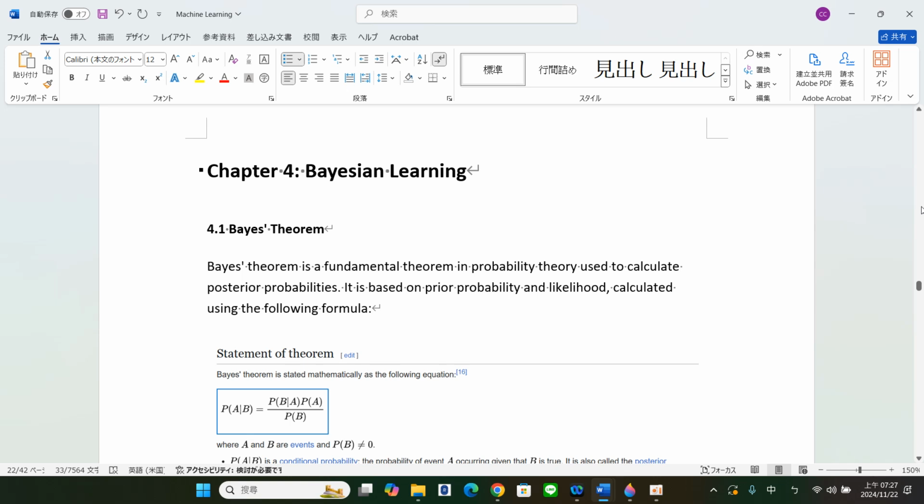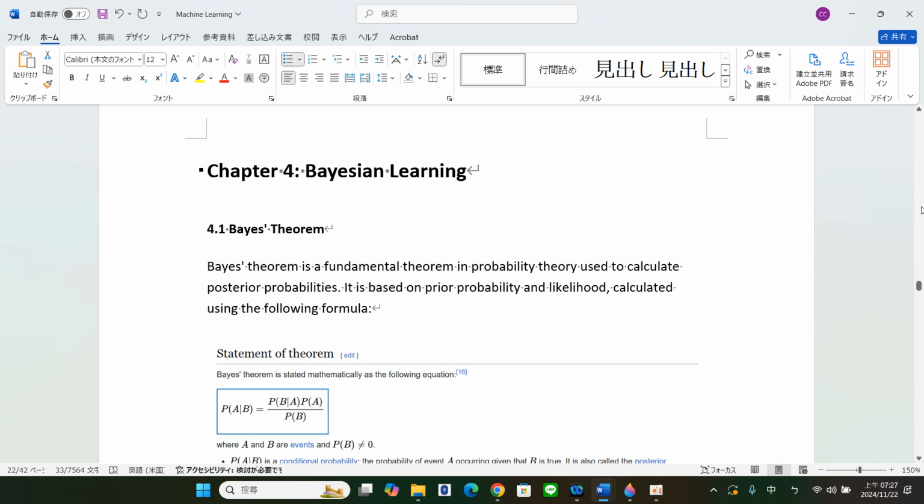Hello everyone. Now we are going to study the content of machine learning. Today we would like to talk with you about Bayesian learning. So 4.1 is Bayes' theorem.